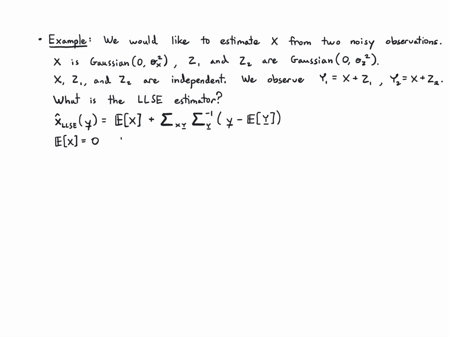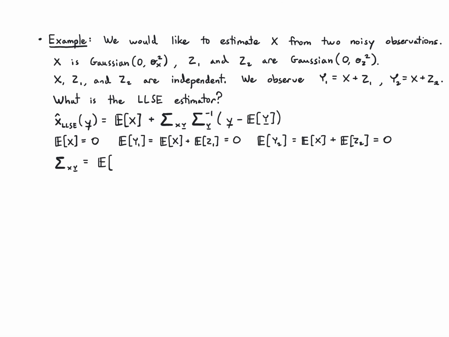We know the mean of x is 0 by definition. We know the mean of y1, by linearity of expectation, is the mean of x plus the mean of z1, because that's how it's formed. And those are both 0, so it's also 0. We know the mean of y2 is also the mean of x plus the mean of z2. Again, these are all 0, so this is 0. So what I have to do is figure out the cross covariance matrix, which by definition is x minus its mean, times the transpose of y vector minus its mean vector, right? Take the average of that.